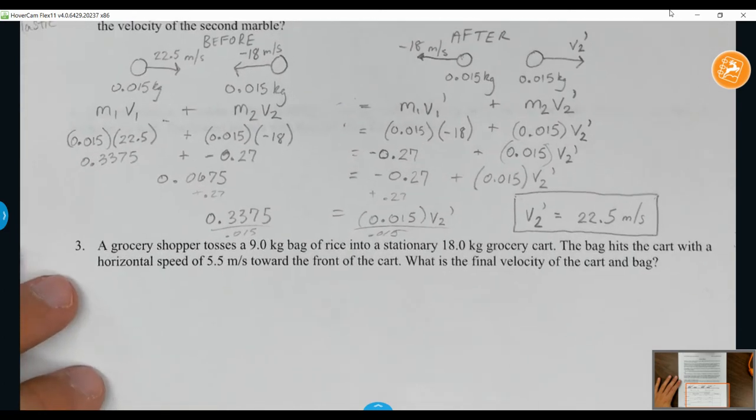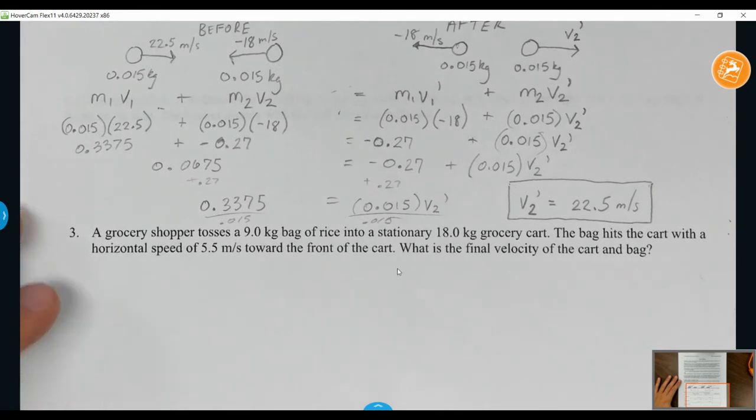All right, let's set up the next guy. So this one's a pain. This one's worded a little weirdly, but a grocery shopper. All right, so I go to the store. I take this 9-pound bag of rice, and I toss the bag of rice into a shopping cart. So the bag hits the cart, moving at a speed of 5.5 meters per second.